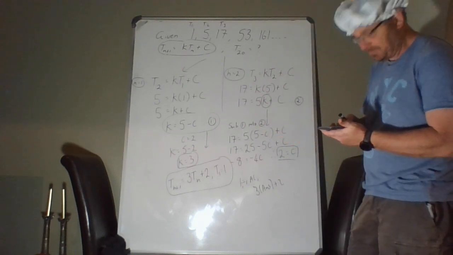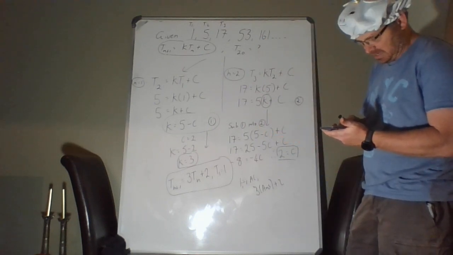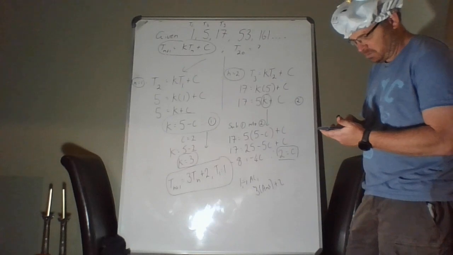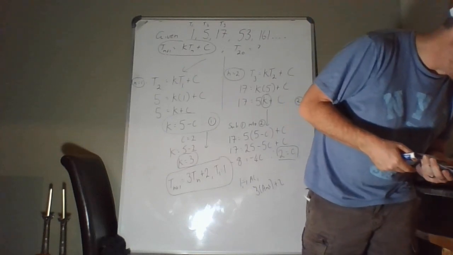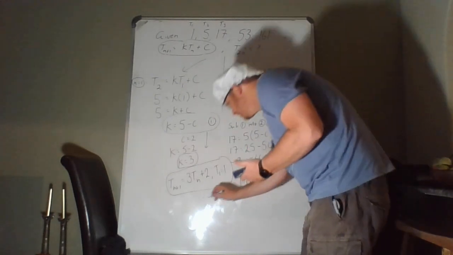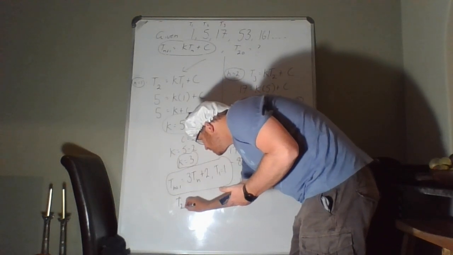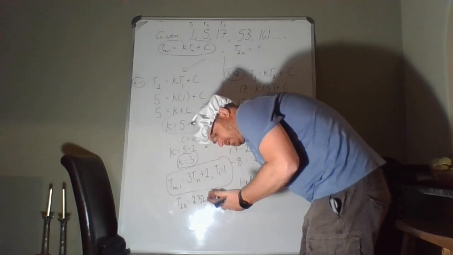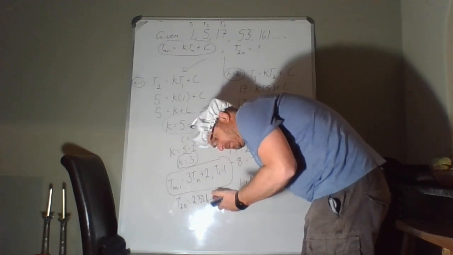I've got to get up to 20. So 6, 7, 8, 9, 10, 11, 12, 13, 14, 15, 16, 17, 18, 19, 20. And you get another monster number. Yep. So you get T20 is equal to 2, 3, 2, 4.